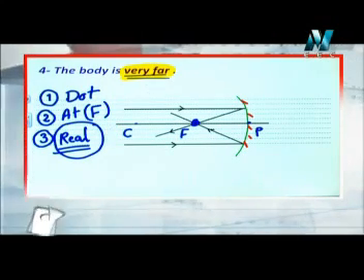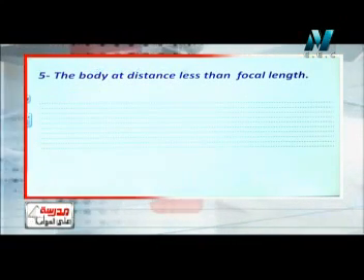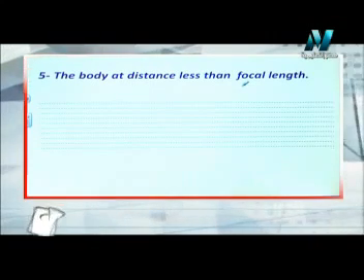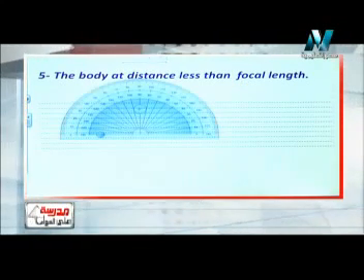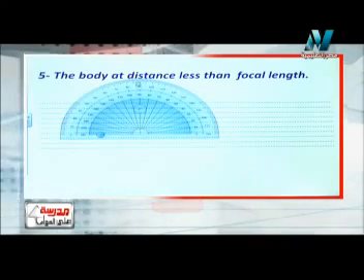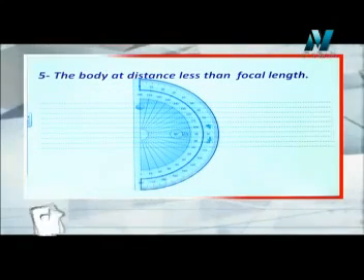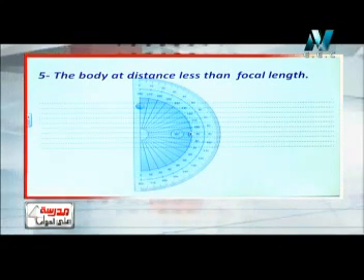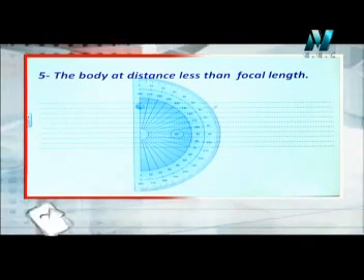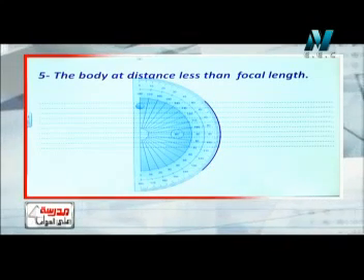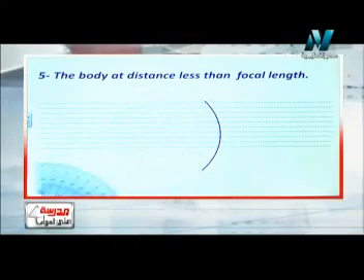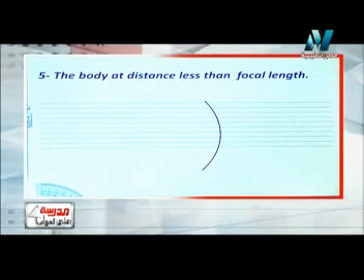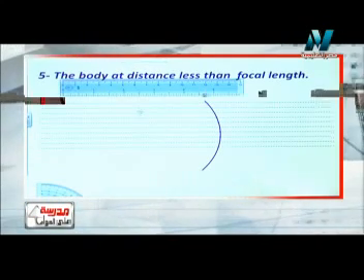We have only one case here, as the body at distance less than focal length. In this case we can use rule number one by protractor. Again, sorry, to understand it faster. Okay? So number one, by protractor to draw the arc. Okay? Then we use what? The ruler to draw two equal distances by ruler.